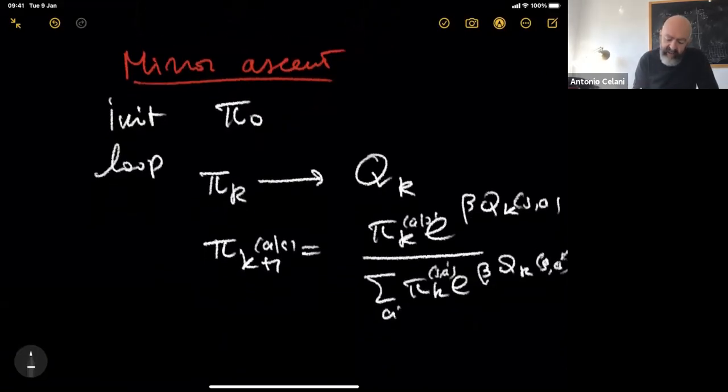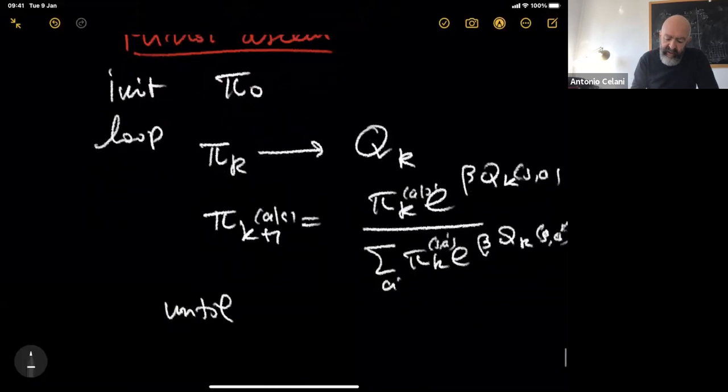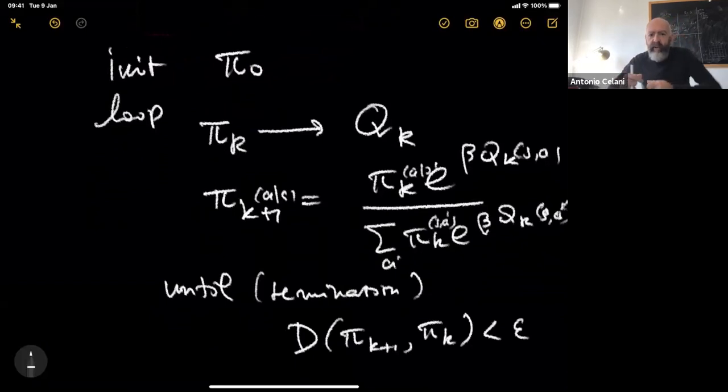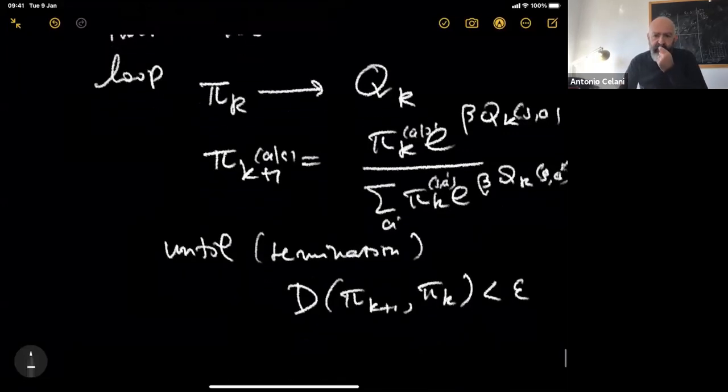And this goes on until, as always, there is, for instance, a termination. In this case, it might be, for instance, when the distance between the new policy and the previous one is smaller than some epsilon. So this means that your steps are becoming smaller and smaller because you're close to the optimum. Or there might be other ways, or you can also use your Q function as a terminator, whatever.